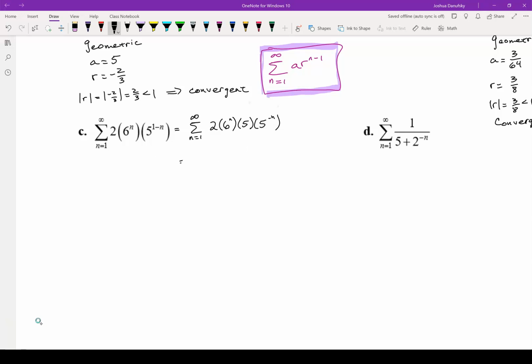Simplifying this a bit, we can multiply the 5 and the 2 to get a 10. We have a 6 to the n power. Then in the denominator, we have a 5 to the n power. Again, we want to have an n minus 1 power, so we're going to rewrite it this way.